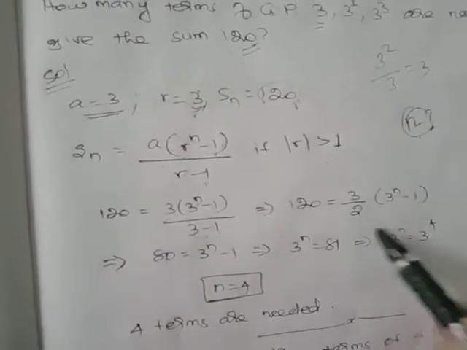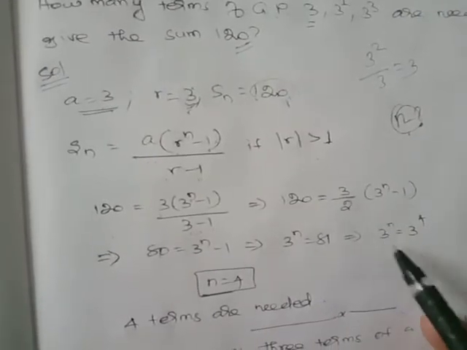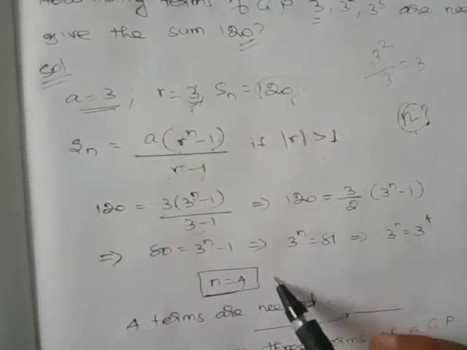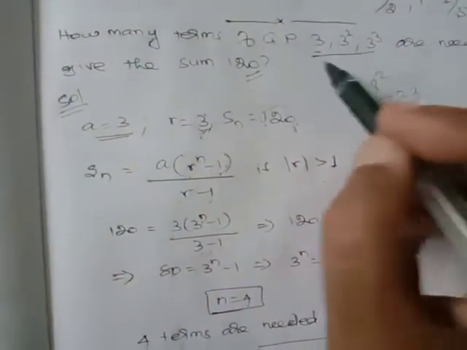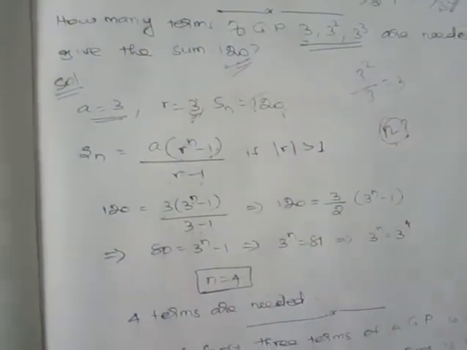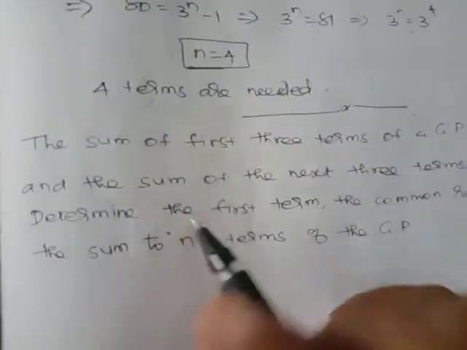We can do the simplification by which we get 3 power n is equal to 81. From this we can say the n value is equal to 4. Hence 4 terms are required. If the first 4 terms are added in this GP, we get the value 120. I hope you can understand this problem. Now we move on to the next question.